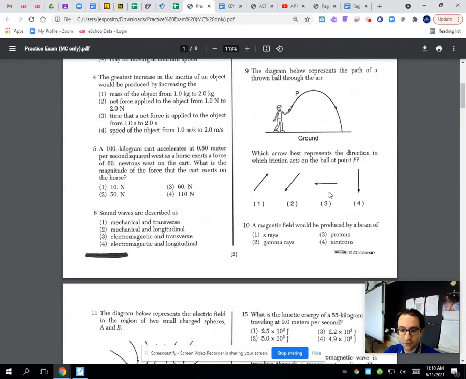A magnetic field would be produced by a beam of, well, this isn't a fair question because it's about magnetism, although magnetic field is produced by moving electric charge. So that would be protons, but a question like number 10 would be one you would not be responsible for on our final.